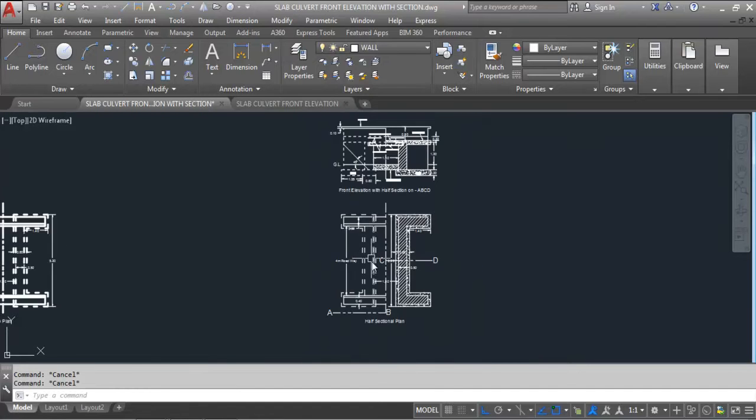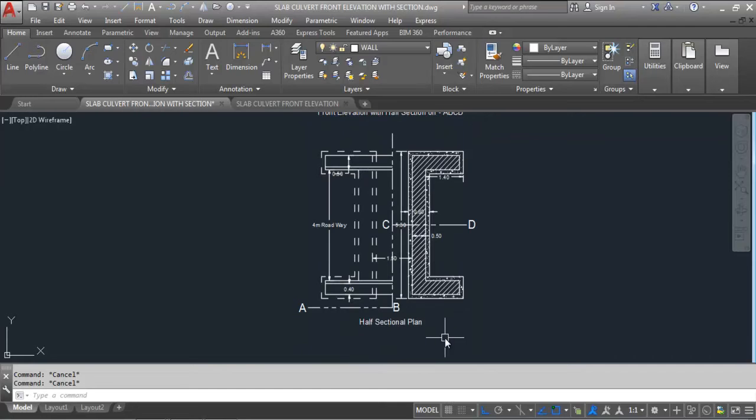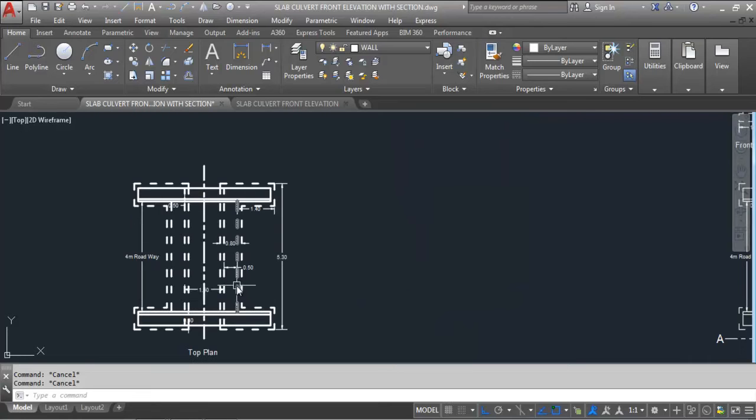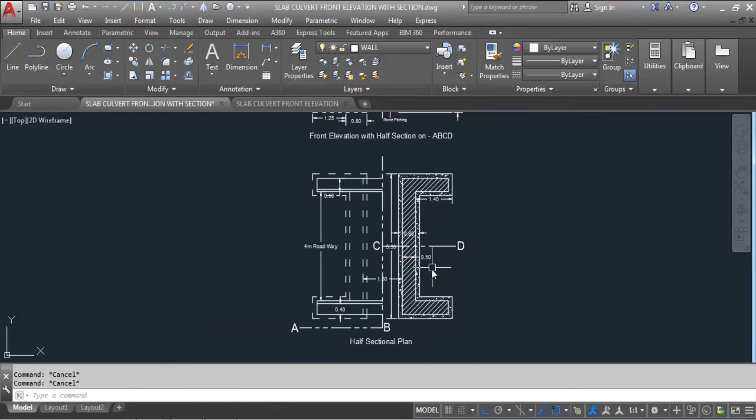So this is the half sectional plan which I have already created in my previous video. Now this is the top plan. This is also already prepared, and the link is provided in the description box. So this is the half sectional plan. Now I'll show you front elevation with half sectional elevation of slab culvert.